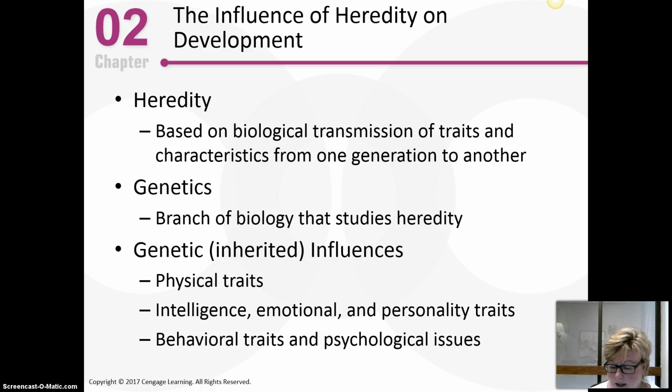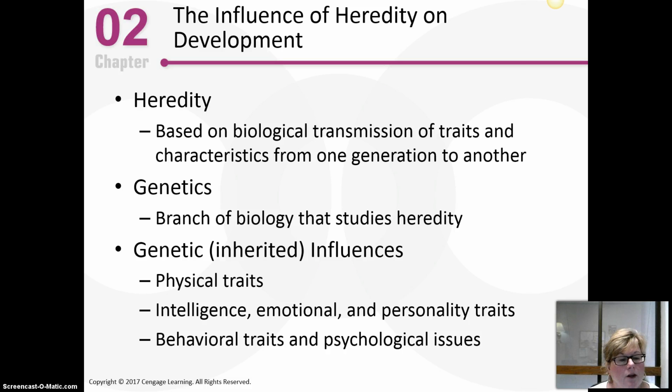When we hear people say things like, she got it from her mama, he looks like his granddaddy, she is just like her brother, those are all things that are hinting or insinuating that heredity is in play. Genetics is the branch of biology that studies heredity.